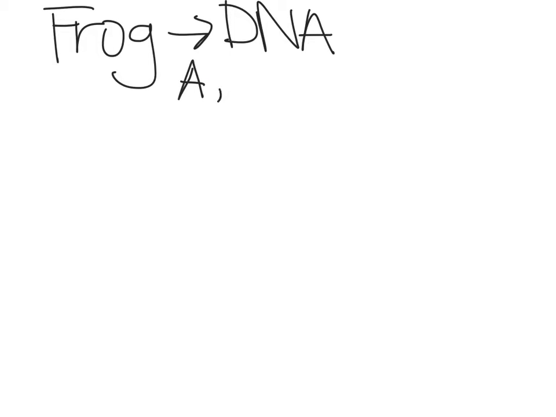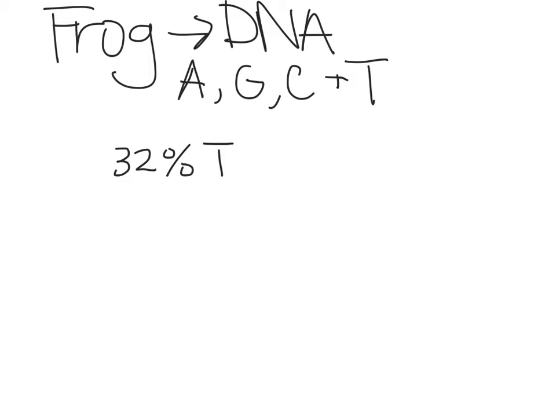You always have adenine, you always have guanine, you always have cytosine, and because we're looking at DNA, we know that it's going to be thymine. And so what this problem is telling you is you have 32% thymine. Now thymine and adenine are always going to pair up. So let's do them in black, but let's change the letter for guanine and cytosine to blue. So adenine and thymine always pair up.